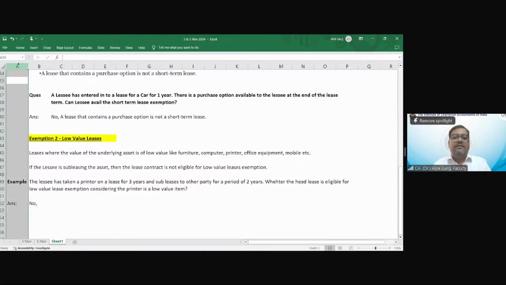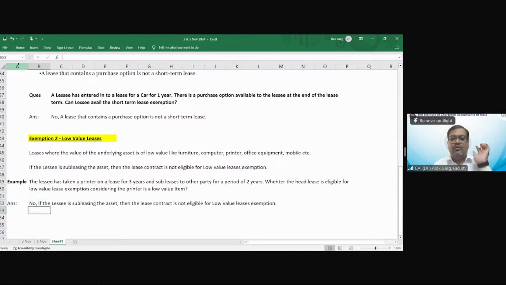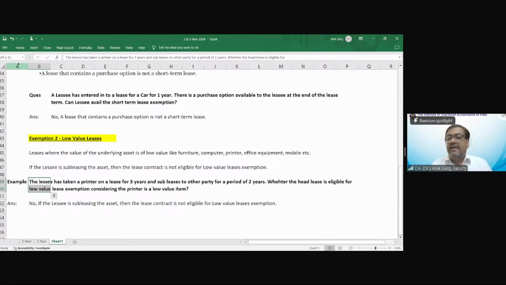Because if it is subleasing, then it cannot take that low value exemption. If the lessee is subleasing the asset, then the lease contract is not eligible for low value exemption. Because it is subleasing. So this is the exception. This is the low value lease concept.